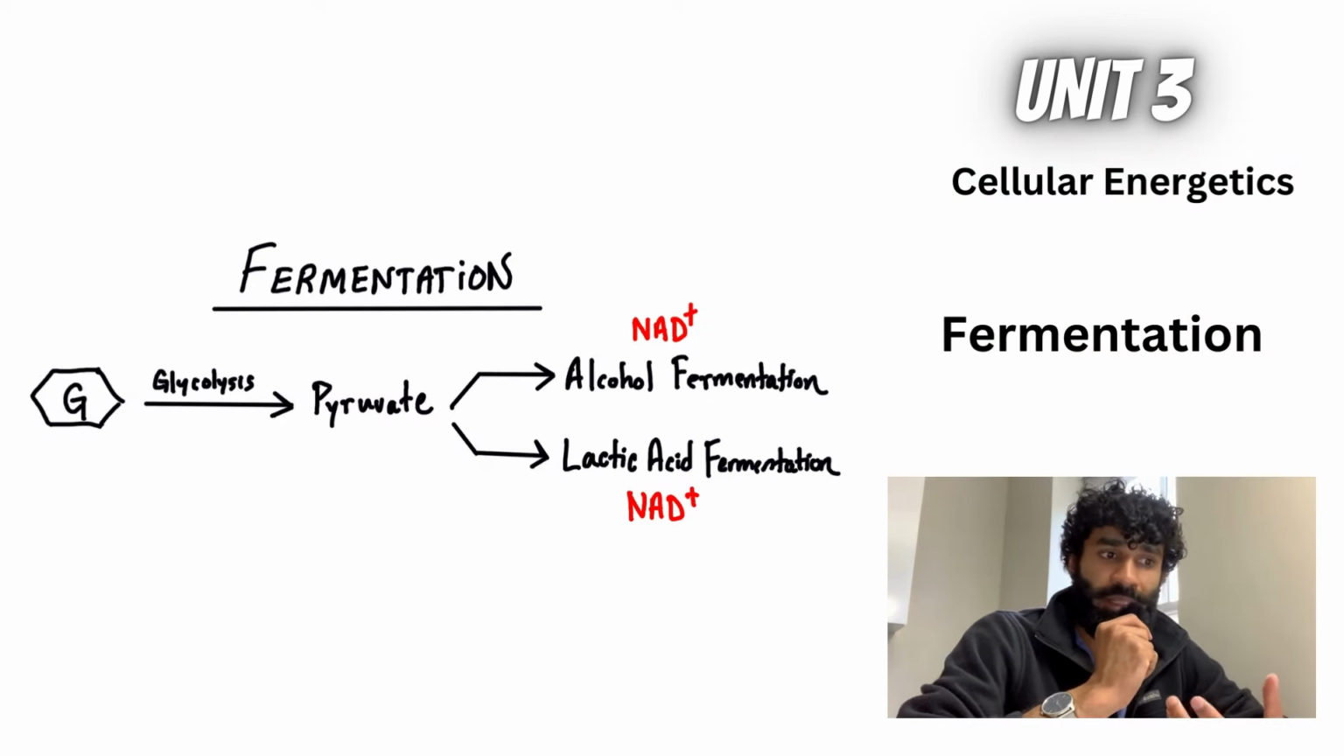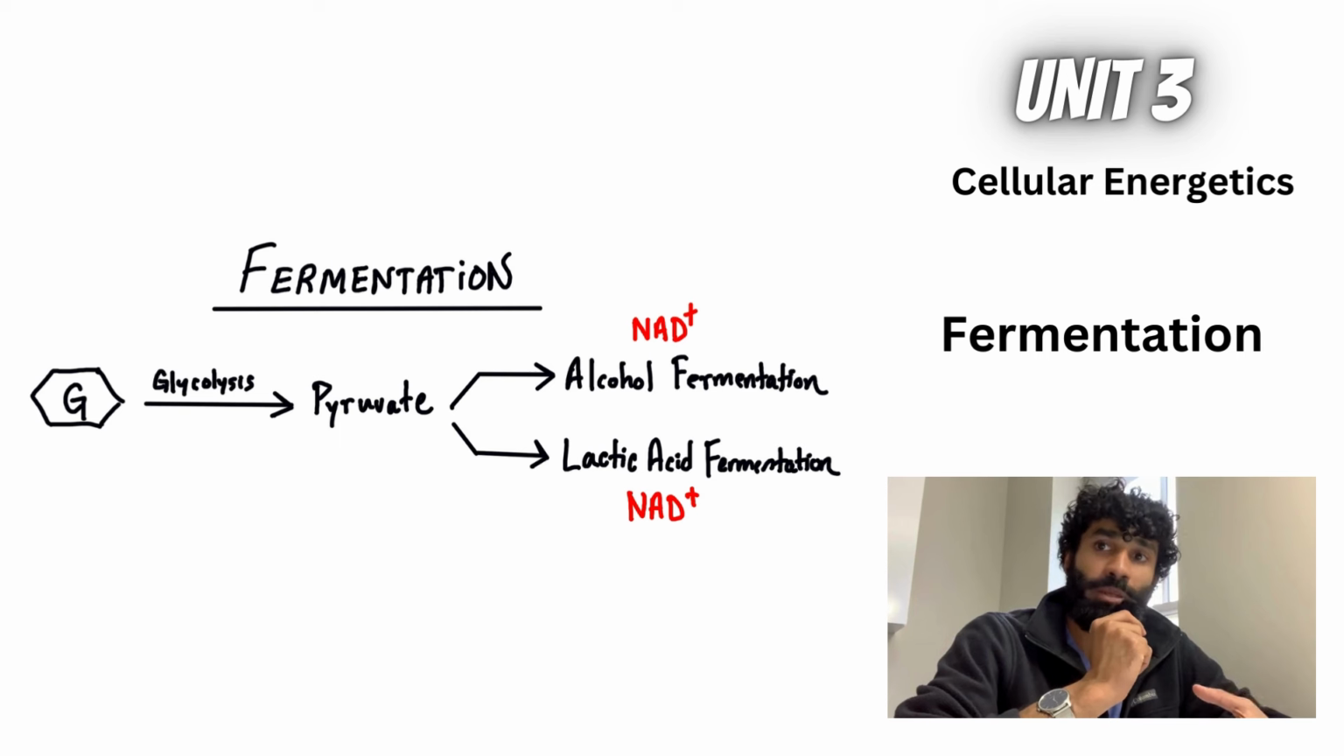The third block is fermentation. In anaerobic conditions, the pyruvate at the end of glycolysis can undergo lactic acid or alcohol fermentation in order to produce NAD+, which can be reutilized by glycolysis to produce ATP.